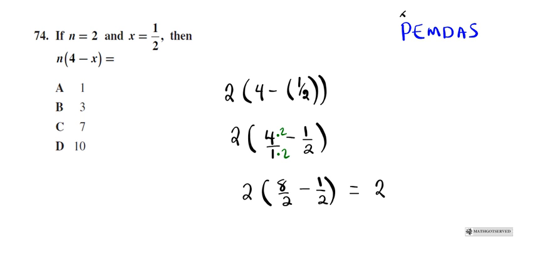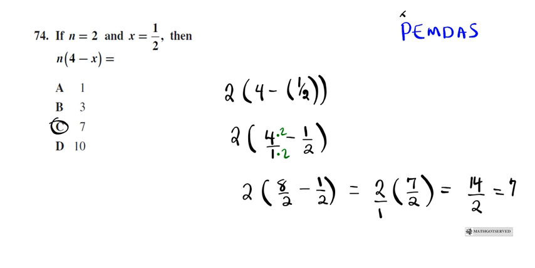So you're going to have 2 times 8 minus 1 is 7 over 2. And then when you multiply this, you can make this over a 1. Any number you can place over 1. And then you just multiply across. And then you have 14 over 2. Divide 14 by 2, your answer is 7. So the answer to this is 7.